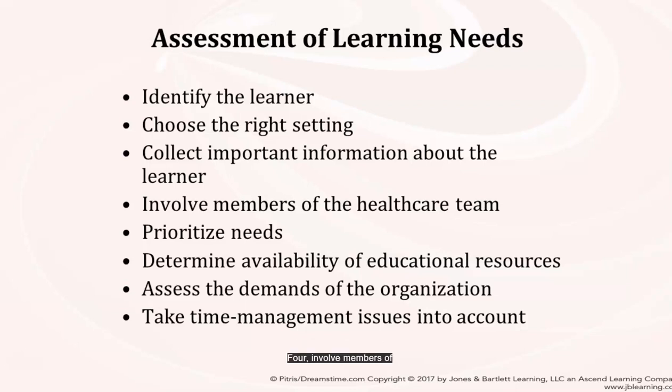4. Involve members of the healthcare team and help determine other educational sources such as the American Heart Association, etc. 5. Prioritize needs. Patients with multiple concerns may need help in determining which ones are more important. 6. Determine availability of educational resources. If some resources are unavailable or inappropriate, the clinician must be able to switch gears and work with the patient's most immediate needs and concerns. 7. Assess the demands of the organization. What are the organization's mission, strategic plan, and goals? The clinician must also be familiar with the hospital professional and agency regulations.